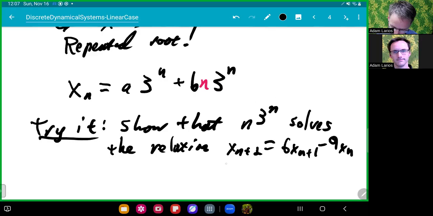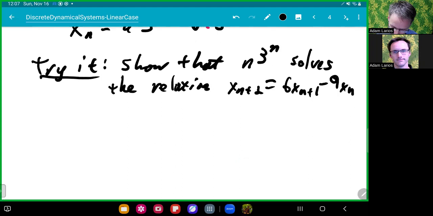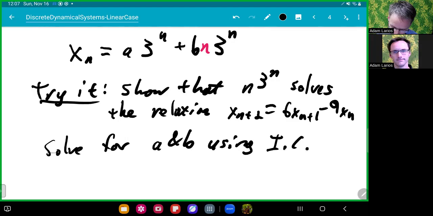And the idea there is that as you're looking at these shifts here, you get a reproduction of the 3 to the n parts, and it's enough to make this relationship true. But let's just take it for now that you've checked that and everything seems good. Let's now solve. So let's say solve for A and B using initial conditions.